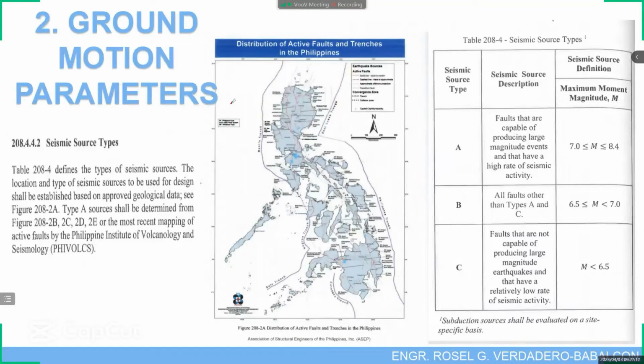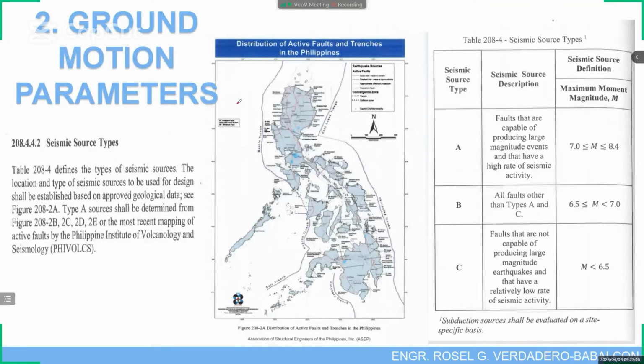So seismic source type A are those faults that are capable of producing large magnitude events and that have a high rate of seismic activity. So the maximum moment magnitude for seismic source type A is 7 to 8.4. For seismic source type B, those are all faults other than types A and C. So it's around 6.5 to 7 is the range of the maximum moment magnitude. And for seismic source type C, the maximum moment magnitude is less than 6.5.